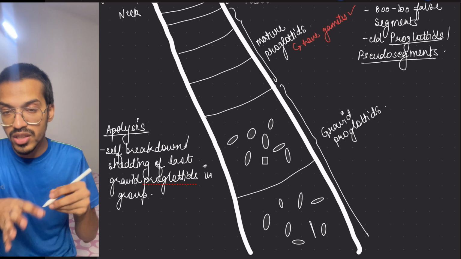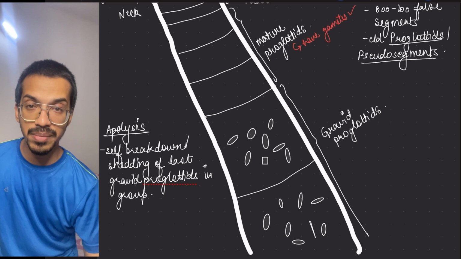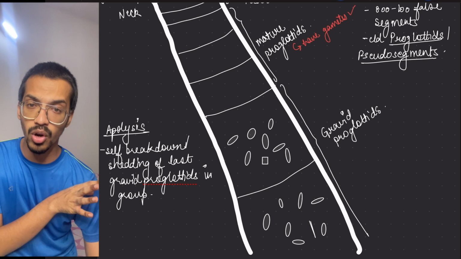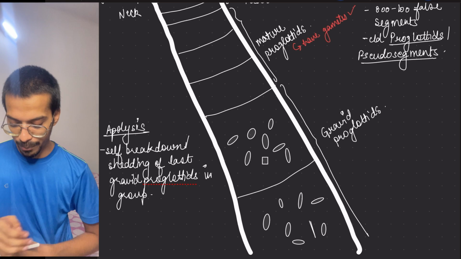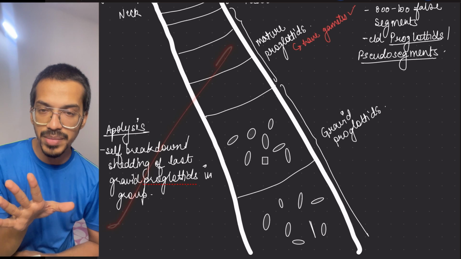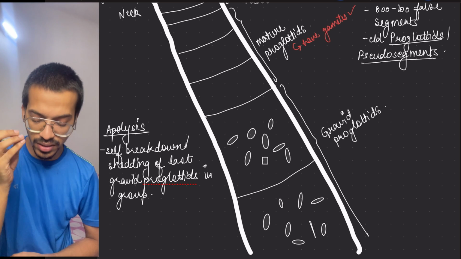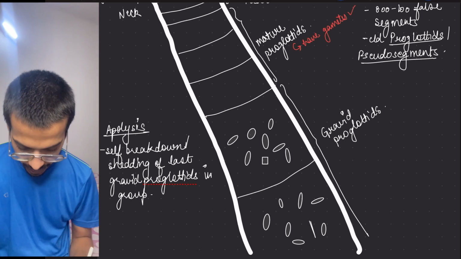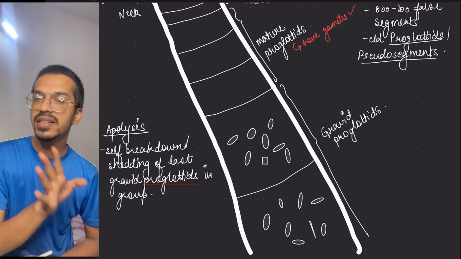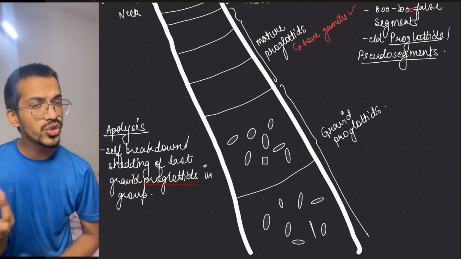Okay, and each contains lots of eggs. So this shedding of the last segments, the gravid proglottids, after a certain period of time, is known as apolysis. How many of these segments are there? They could be 800 to 1000. Okay, here we have written 1000. And these segments are what? Proglottids, or we call them pseudo segments.